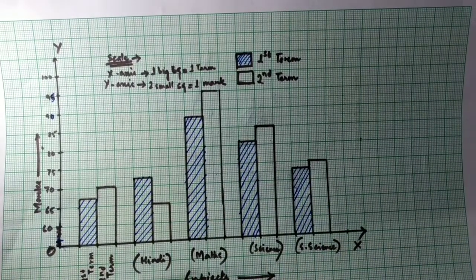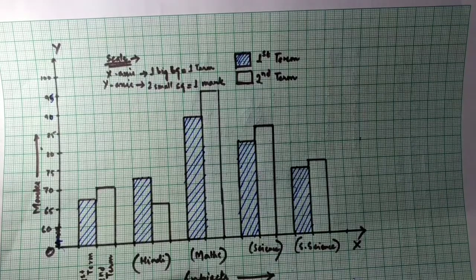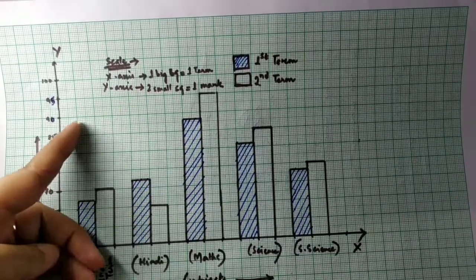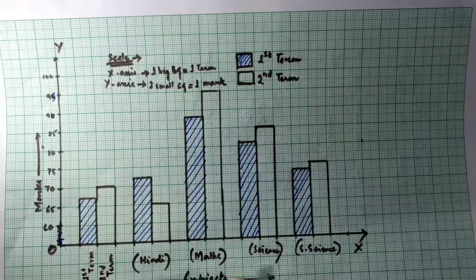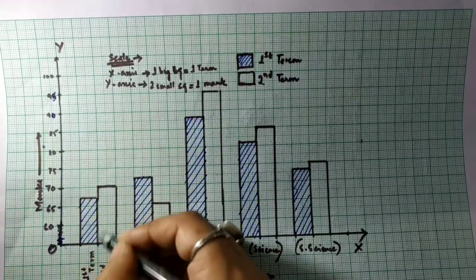Now the scale I have taken as per my convenience. You can take any scale. On the x-axis, what I have taken is one big square equal to the marks of one term, okay, one term I have taken this.